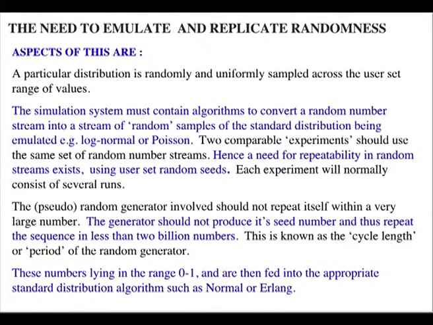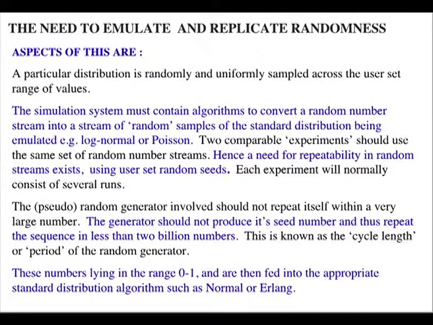The need to emulate and replicate randomness. Aspects of this are: a particular distribution is randomly and uniformly sampled across the user's set range of values. The simulation system must contain algorithms to convert a random number stream into a stream of random samples of the standard distribution being emulated or modelled, for example log normal or Poisson. Two comparable experiments should use the same set of random number streams. Hence a need for repeatability and random streams exists using user set random seeds.